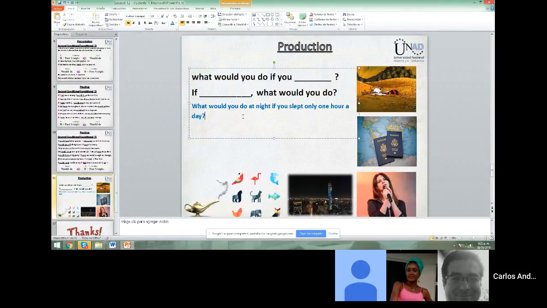¿Qué harías en la noche si tú solo durmieras 1 hora al día? And not because you can't sleep, it's because you don't want to sleep or because you don't have the need to sleep. Es porque no tiene la necesidad de dormir más de 1 hora. So what would you do at night? ¿Qué harían durante la noche si no les diera sueño?